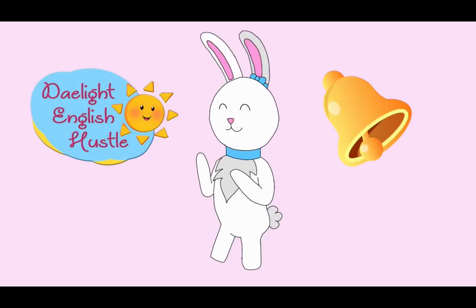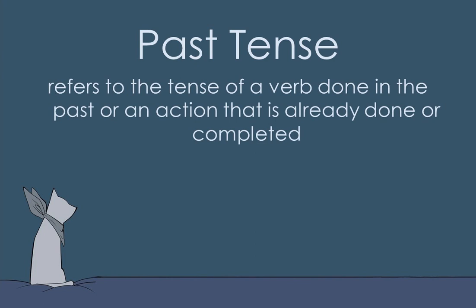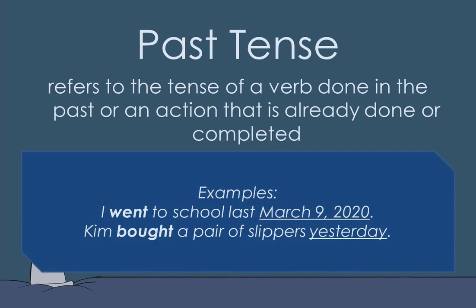For today's lesson, we are going to talk about past tense and past perfect tense. Past tense refers to the tense of a verb done in the past or an action that is already done or completed. For example, I went to school last March 9, 2020. Kim bought a pair of slippers yesterday.